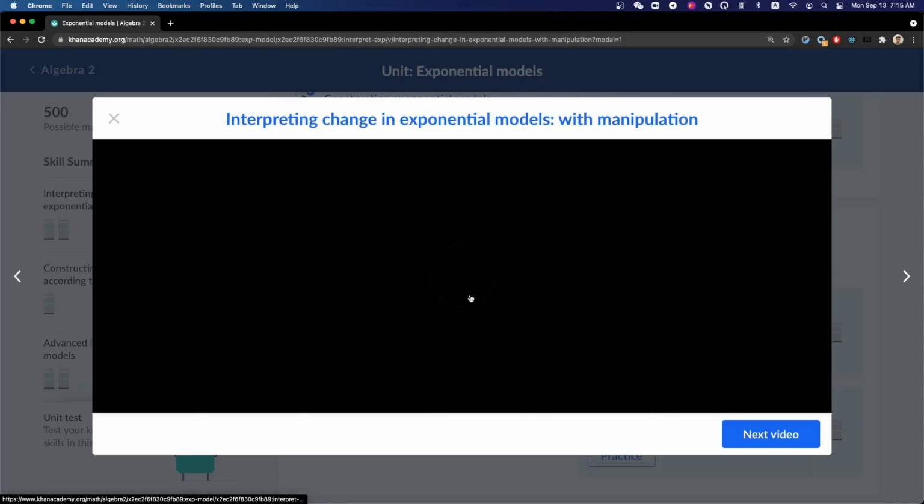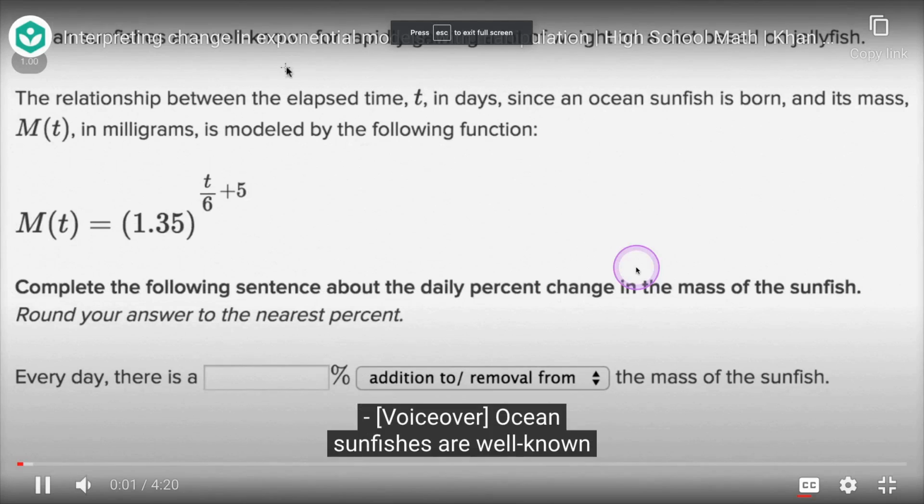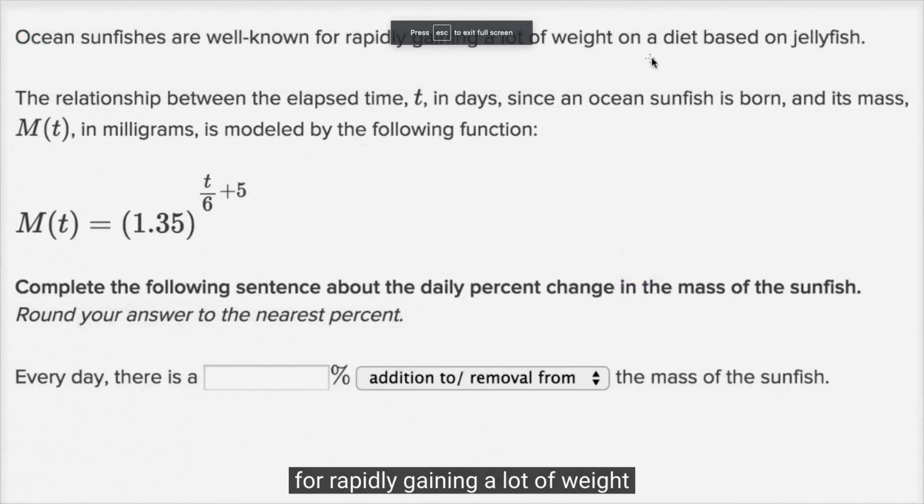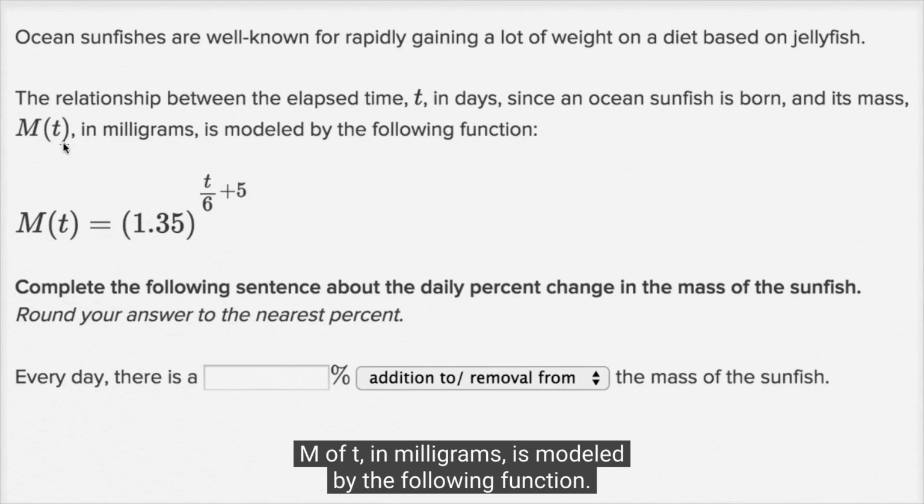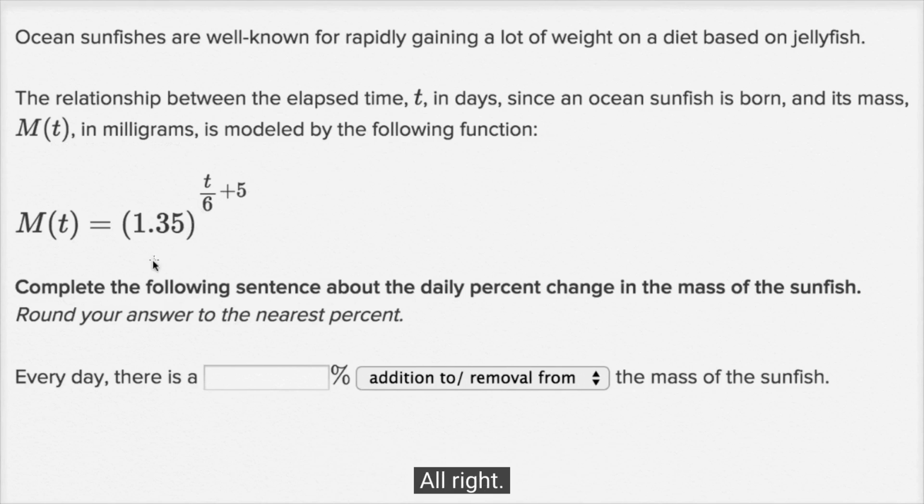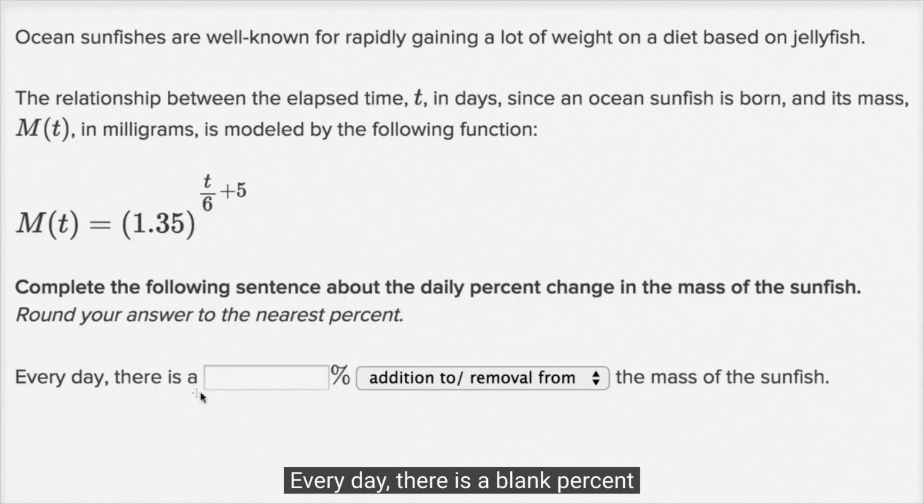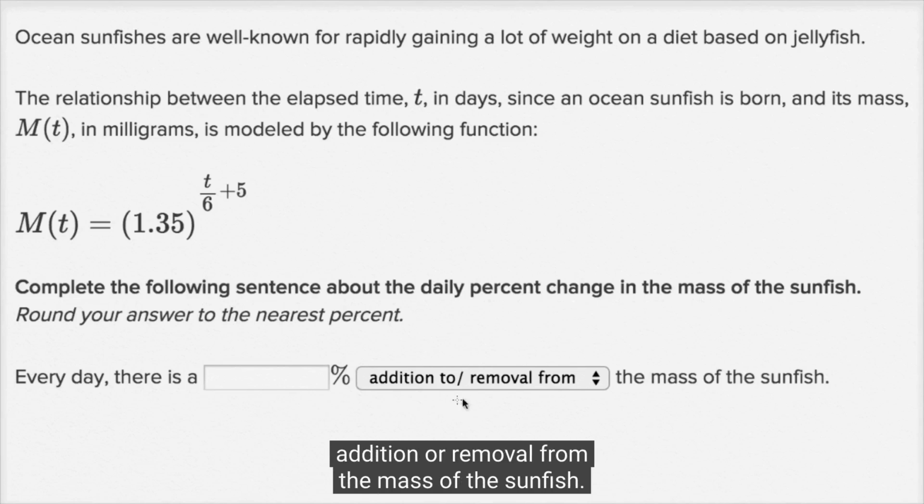Let's go. Ocean sunfishes are well known for rapidly gaining a lot of weight on a diet based on jellyfish. The relationship between the elapsed time t in days since an ocean sunfish is born and its mass m of t in milligrams is modeled by the following function. All right. Complete the following sentence about the daily percent change in the mass of the sunfish. Every day there is a blank percent addition or removal from the mass of the sunfish.